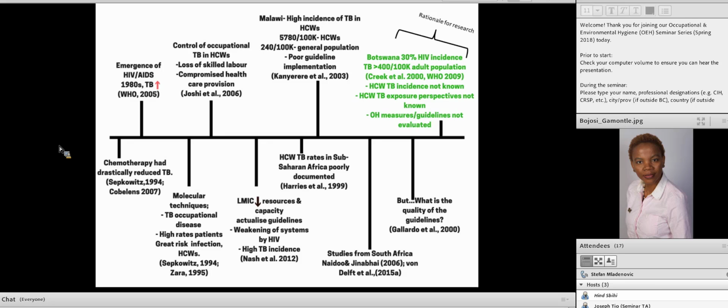But there were no studies that talked about the incidence of TB in healthcare workers. Also, there were no perspectives of what healthcare workers are saying concerning exposure to TB, or any evaluation of guidelines as has been done in other countries, in South Africa for instance, or even here in North America. So that's what we wanted to find out. We had wanted to determine the incidence of TB in healthcare workers, but later, as you'll see, we couldn't do that because that data does not exist.